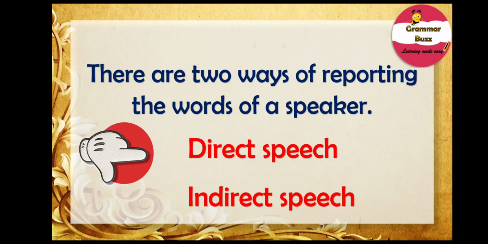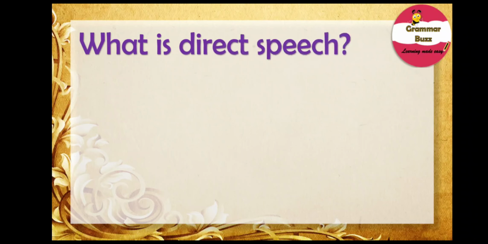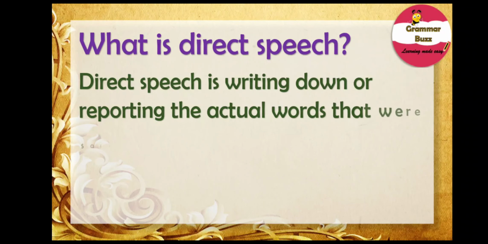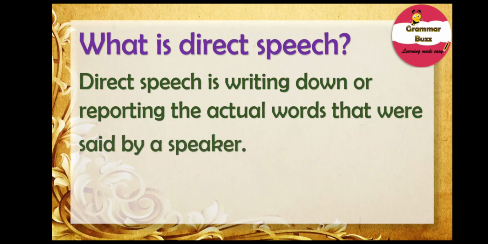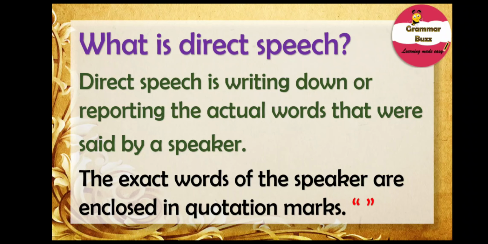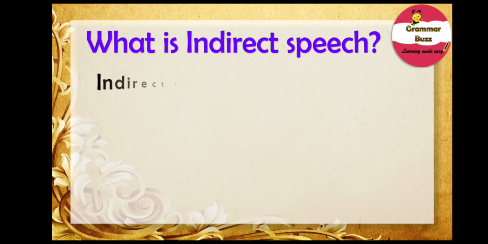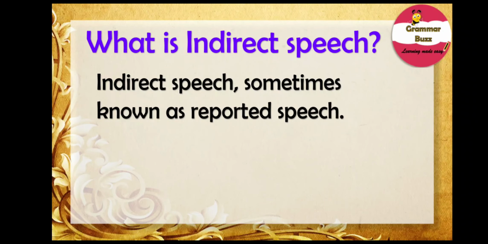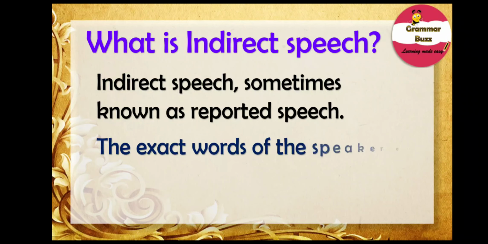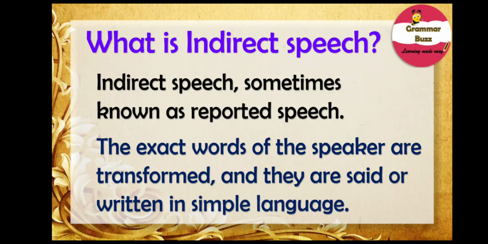Now, what is direct speech? Let us find out. Direct speech is writing down or reporting the actual words that were said by the speaker. The exact words of the speaker are enclosed in quotation marks. So what about indirect speech? Well, indirect speech is sometimes also known as reported speech. The exact words of the speaker in indirect speech are transformed and said or written in simple language.